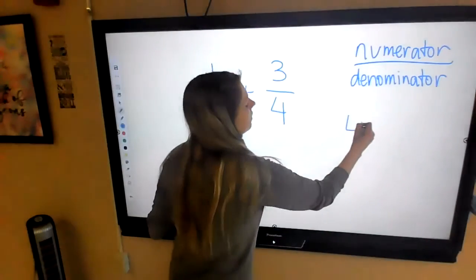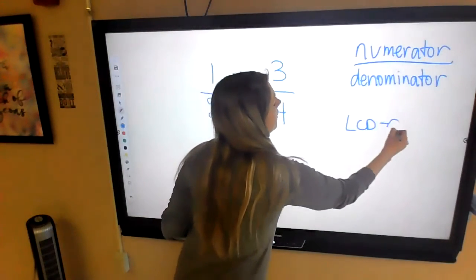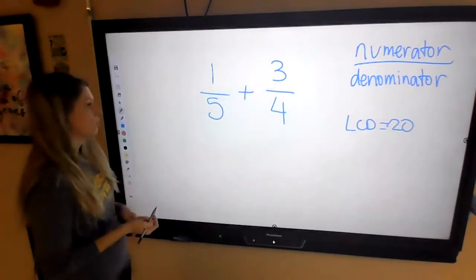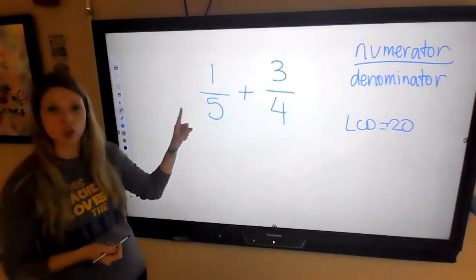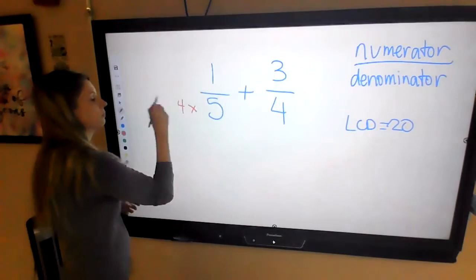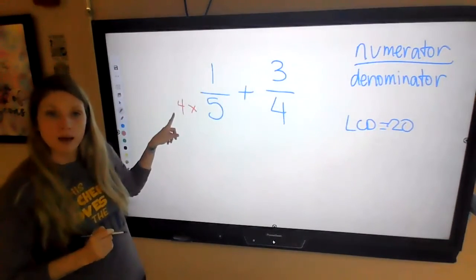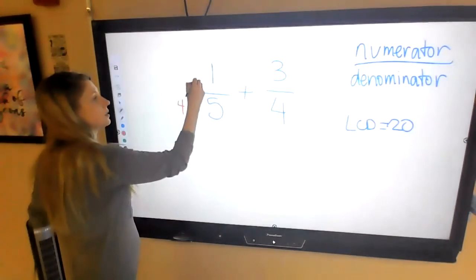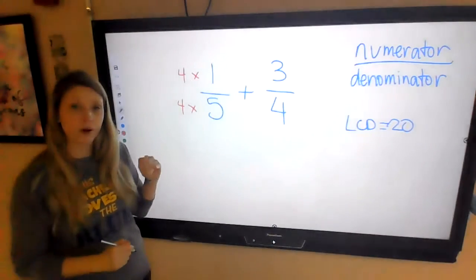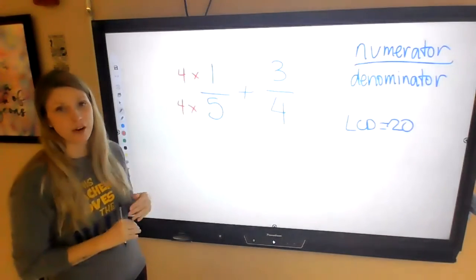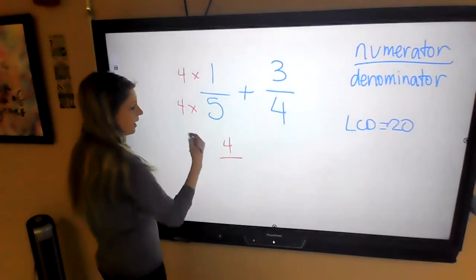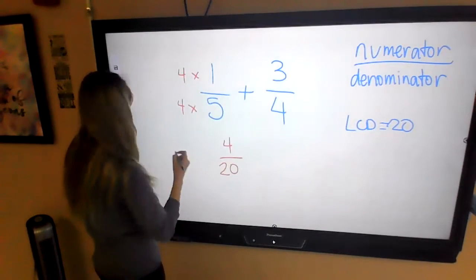So if we say here that the least common denominator in this case is 20, we have to figure out now, how do we turn 5 into 20? We turn 5 into 20 by multiplying it by 4. If we multiply the bottom number by 4, we have to also do the same thing to the top number. Anything you do to one part of the fraction, you have to do to the other. So 1 times 4 is 4, 5 times 4 is our 20.